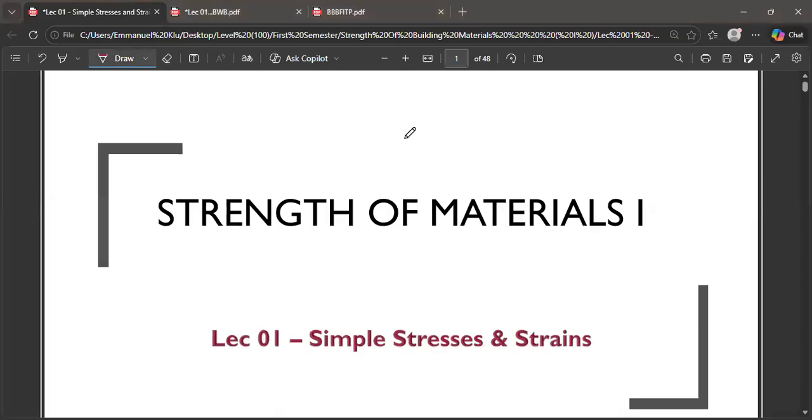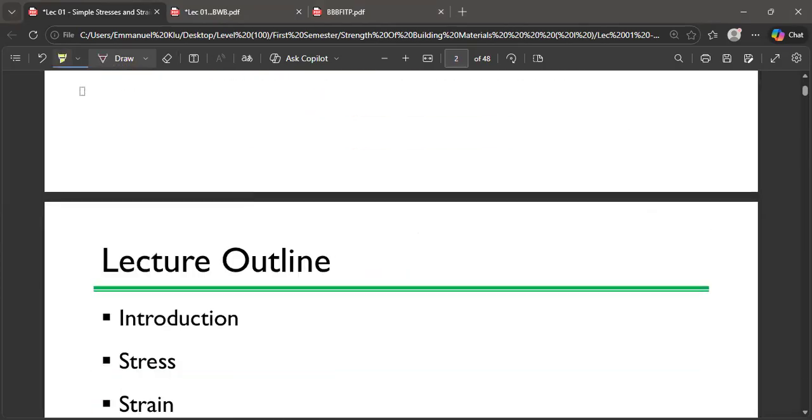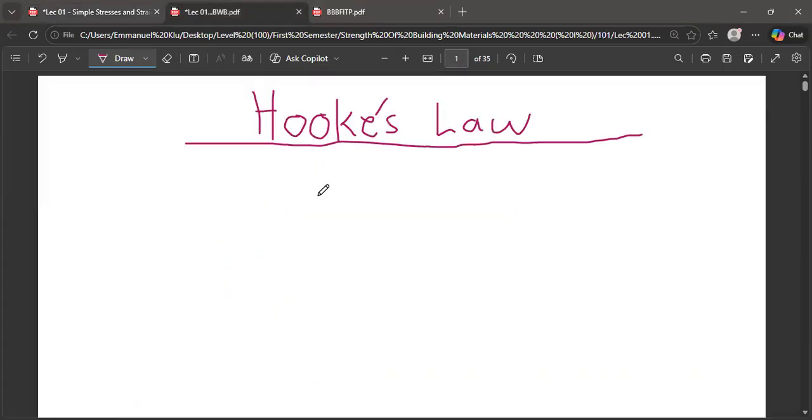All right. So in lecture 1 of Strength of Materials 1, we want to look at simple stresses and strain. Our lecture outline is composed of: one, the introduction; two, stress, strain, Hooke's law, and also some worked examples as well. Let's look at Hooke's law.